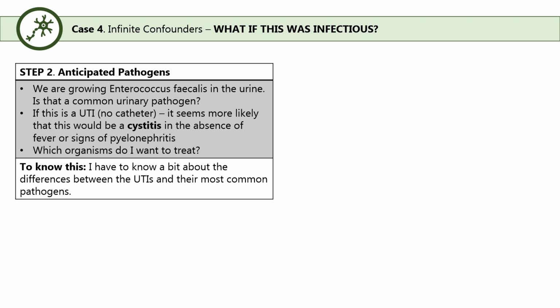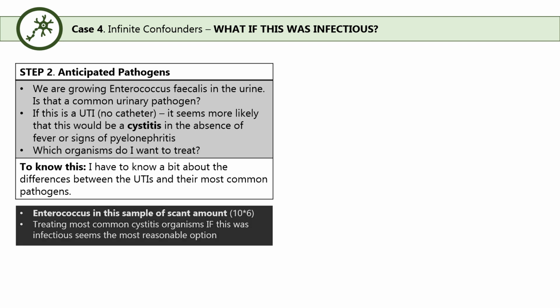We know we're growing Enterococcus in the urine. If this was an infection, it would probably be best described as a cystitis, since there are nil systemic features or CVA tenderness, despite delirium rarely being caused truly by a cystitis without other features. Again, this is for practice. Is Enterococcus a common urinary pathogen? What about its growth as 10 to the 6 colony-forming units?